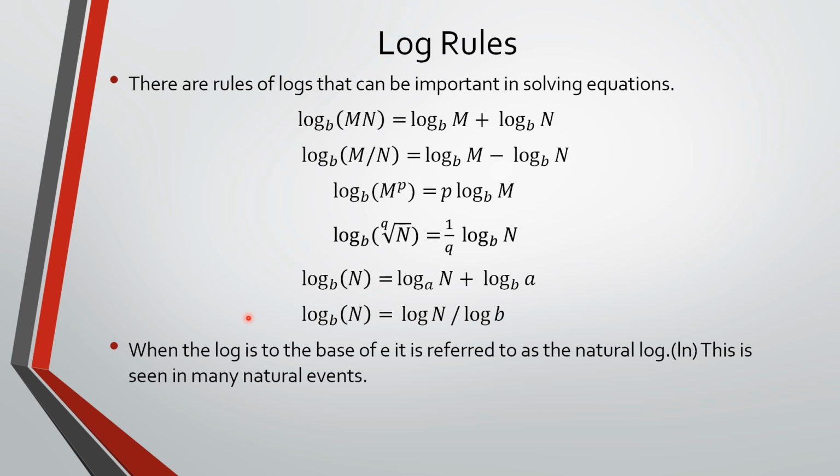When the log is to the base of e, e is a value called Euler's number. It's a transcendental number, so it can't be written any other way, all right? It can't be written as a fraction or a combination of fractions or square roots. So it's a transcendental number, and it is roughly equal to 2.72, okay? It is referred to as a natural log, and instead of writing log with an e here, Euler's number, it can just be written ln, which means natural log.